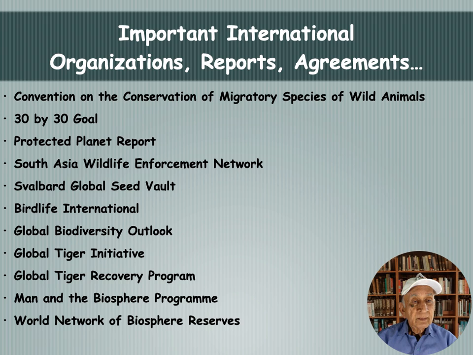Then there is the Convention on Conservation of Migratory Species of Wild Animals. There's something called the 30 by 30 goal, 30% by 2030. Find out what it is about. There's a Protected Planet Report which comes out almost every year. There's the South Asia Wildlife Enforcement Network. We are a part of that. What does it do? The Svalbard Global Seed Vault, the largest global seed vault, where biodiversity is now preserved for the future.